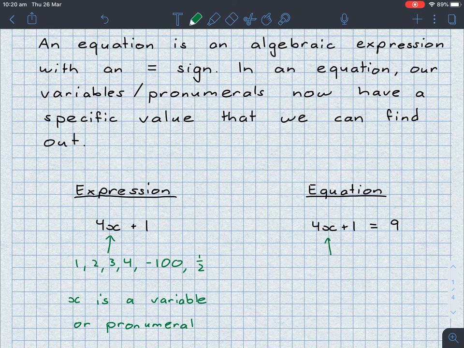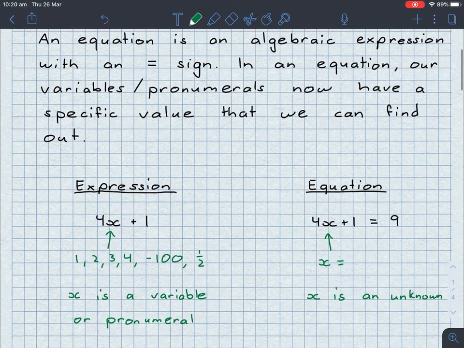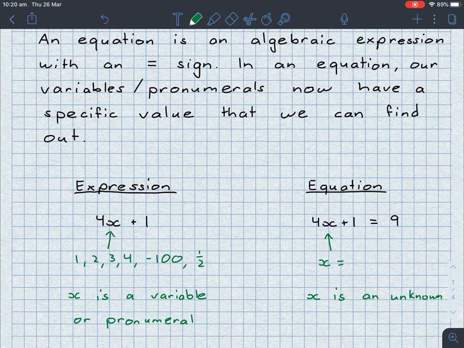So there's only one thing that x can be equal to. So now x is an unknown. So it's still a variable or a pronumeral, but it's unknown because there is a specific value. We just have to work it out. So those of you that remember last year really well are looking at this saying, well, this is an equation that says 4 times some number plus 1 equals 9. And the only number that's going to make that true is 2, because 4 times 2 is 8 plus 1 equals 9. So that's what we're talking about when we're dealing with equations.